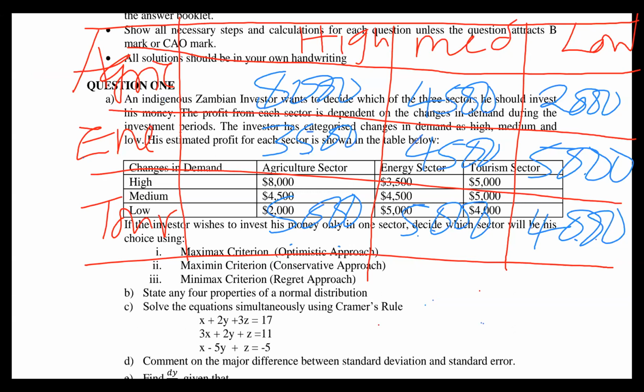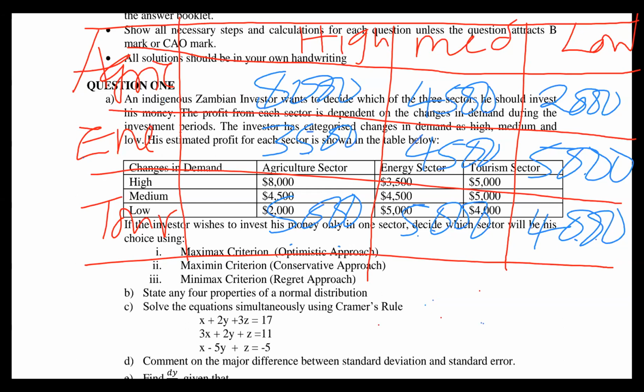Okay, thank you. We were saying that this investor wants to choose the industry in which to invest their resources, one industry. We are given these three approaches that a person can use to make decisions. The first one is the Max criterion, the optimistic approach. How do they make decisions using the optimistic approach? Number one, they check the payoffs from each industry, and they get the maximum payoff from each industry.